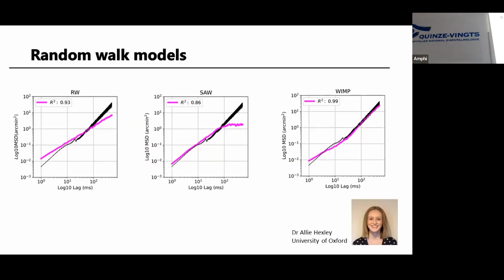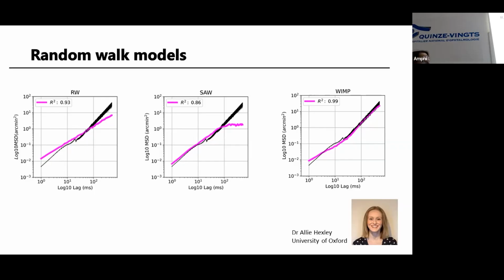So this is some work that Ali Hexley has been doing at Oxford. And if you take a random walk and you plot on a log-log plot the lag versus the mean squared displacement between those 2 time samples, you should get for a random walk a straight line with a gradient of 1.